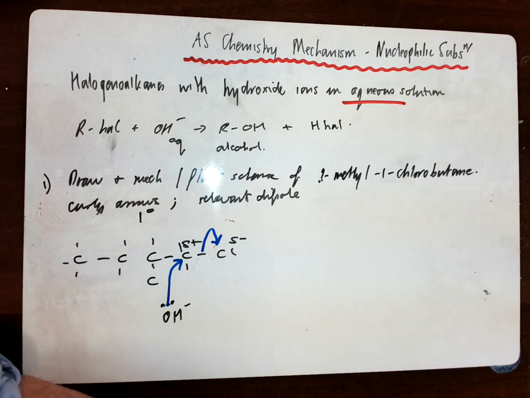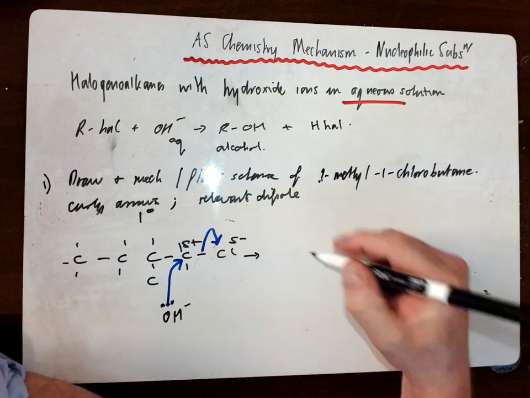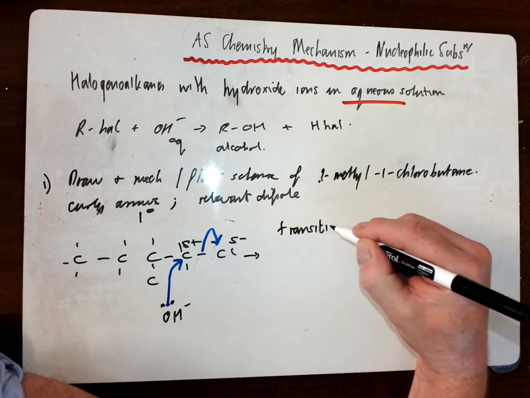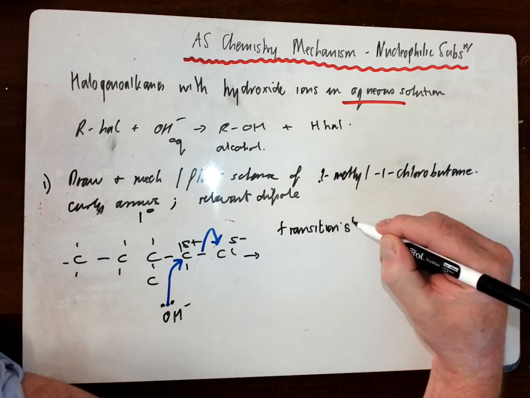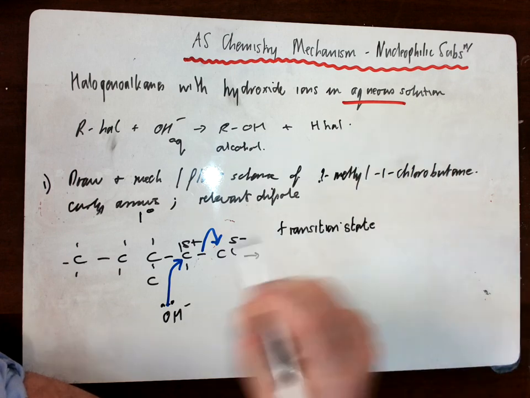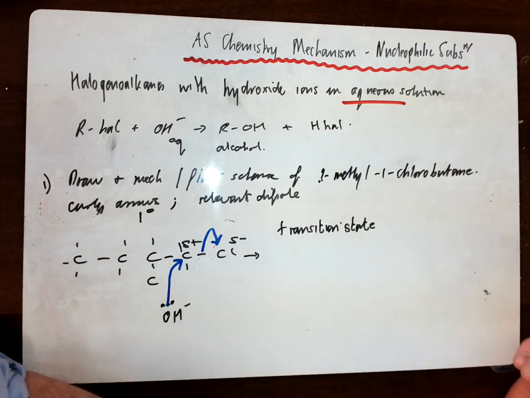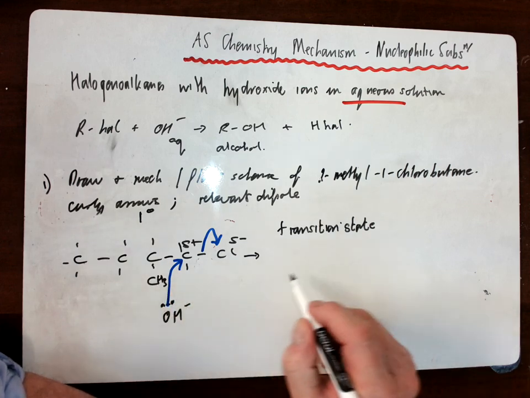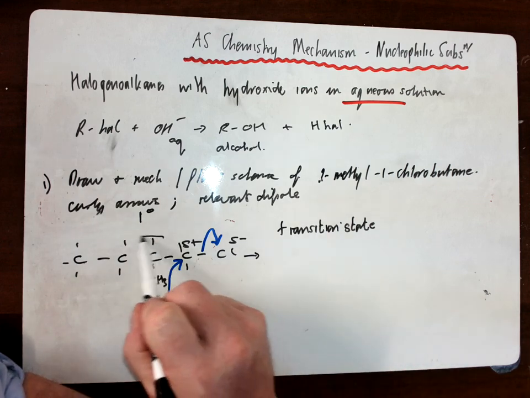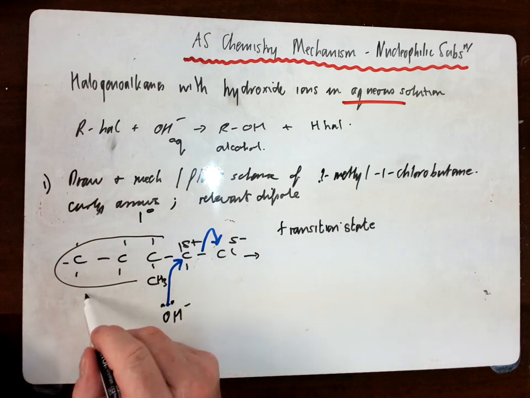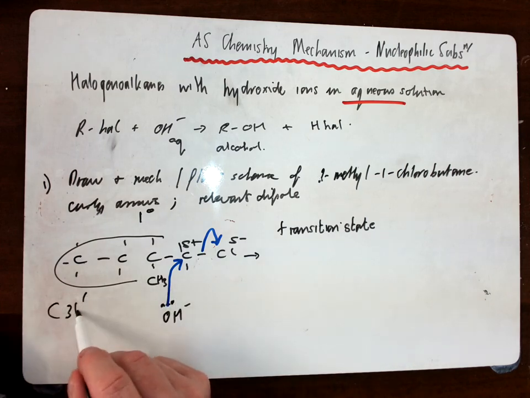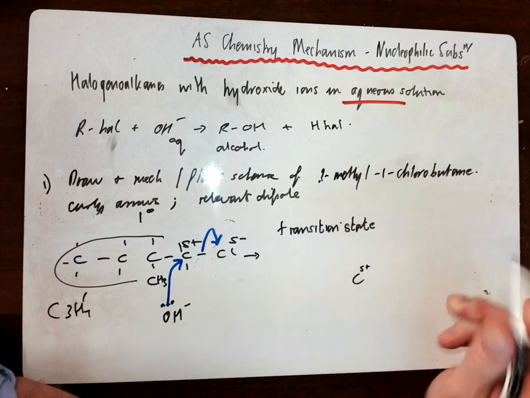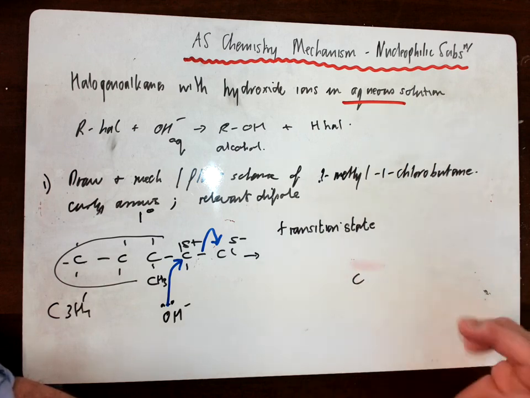And that causes what we call a transition state. A transition state is, as it says on the tin, something that forms between the start and the end of, in this instance, a reaction. So all we've got to do now is redraw our molecule. I'm going to take this part of the molecule here and condense it down to C3H7 just to make life a bit easier. There's my carbon that I had; I'm not going to call it delta positive anymore.